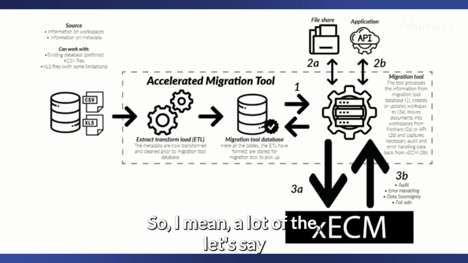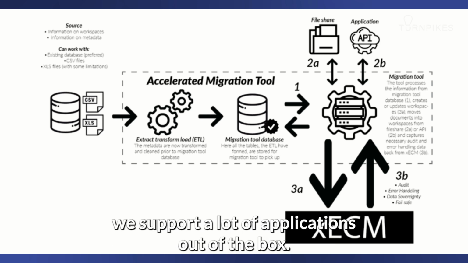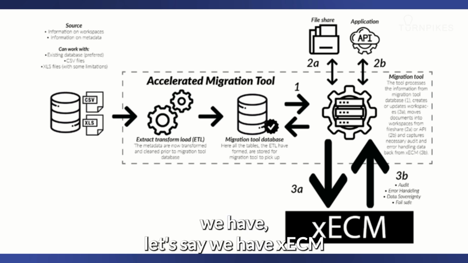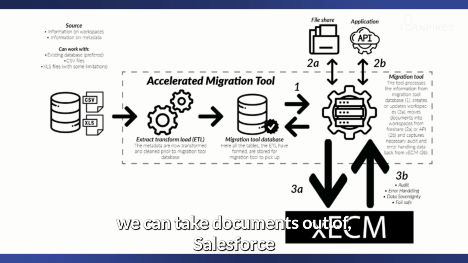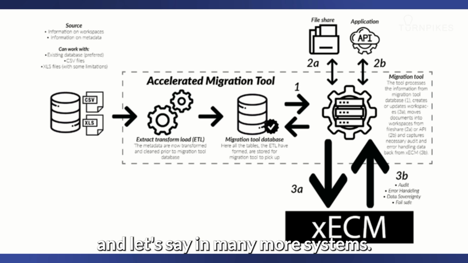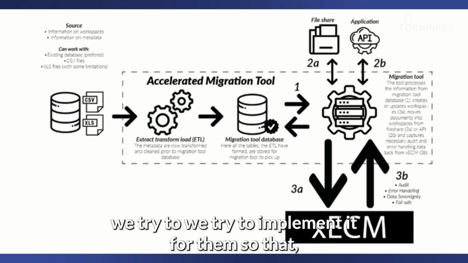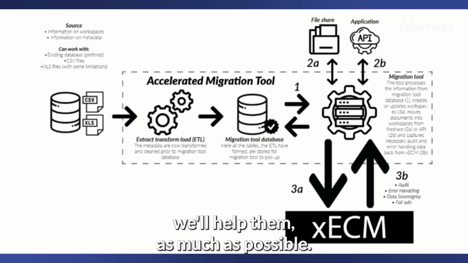A lot of the improvements that we've done is, for example, we support a lot of applications out of the box that we can connect to. For example, we have extended ECM, we have SharePoint, different types of SharePoint. We can take documents out of Salesforce, and many more systems. As soon as a customer comes in with some feature request, we try to implement it for them, so that the tool will help them as much as possible.